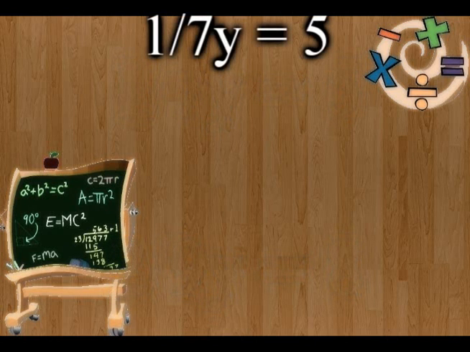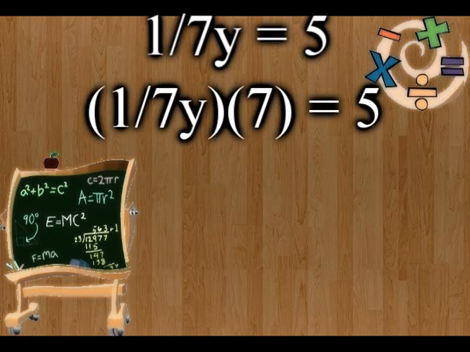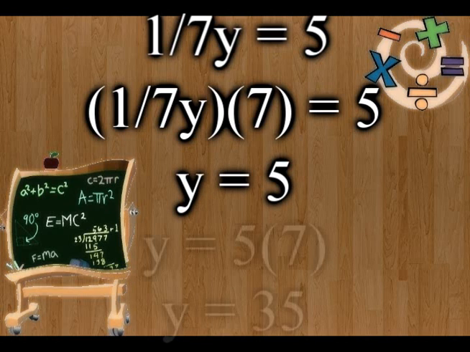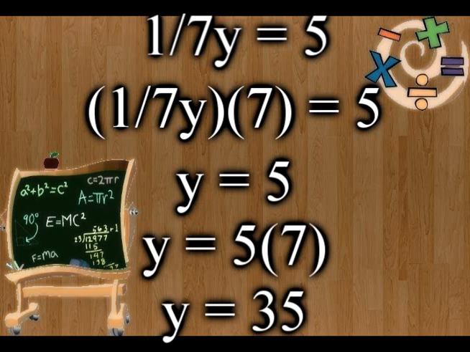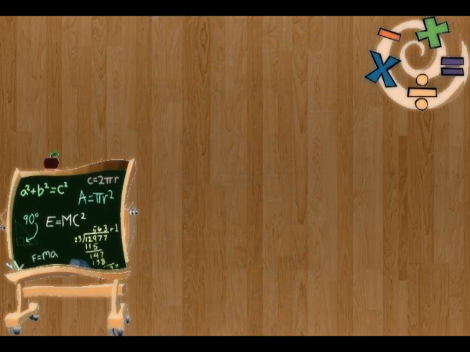Okay, let's start with the first equation. The first thing we do is multiply 1 over 7y by the denominator, 7, to get the whole variable, y. Don't forget to do the same to the opposite side of the equal sign. Multiply 5 by 7 as well. You should end up with y equals 35.